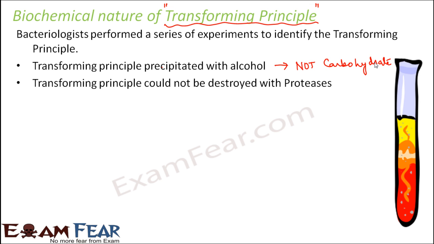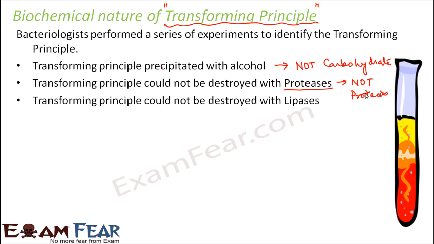Again, they also used the protein digesting enzymes called proteases. They found that the transforming principle could not be destroyed with proteases. When I say destroyed, for example, proteases are the enzymes which digest the proteins. So if you mix protease with proteins, what will happen? The proteins will get destroyed, in the sense the proteins will get digested. But it was found that the transforming principle could not be destroyed with the proteases. What does this prove? This proves that the transforming principle was not even proteins, because had it been proteins, then the protease would have digested the transforming principle.